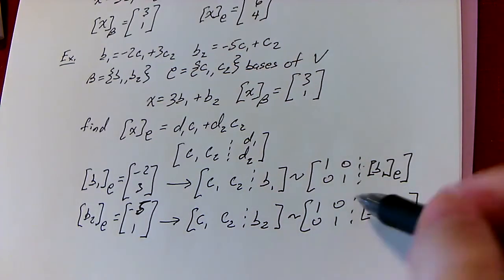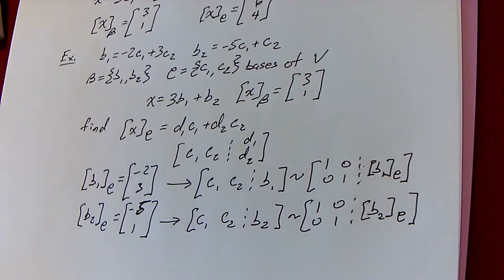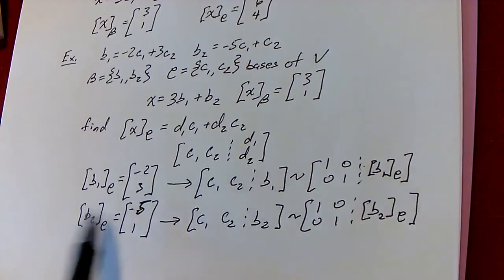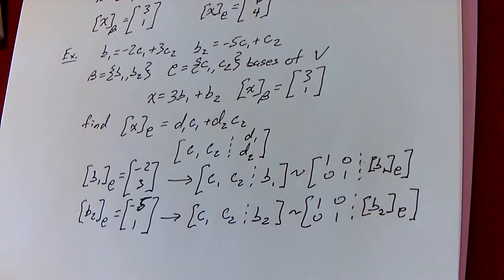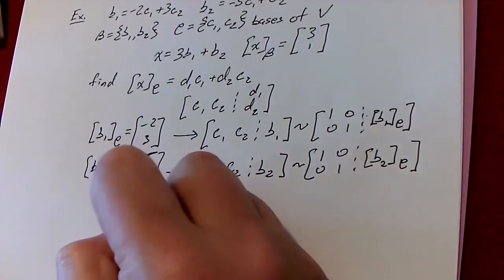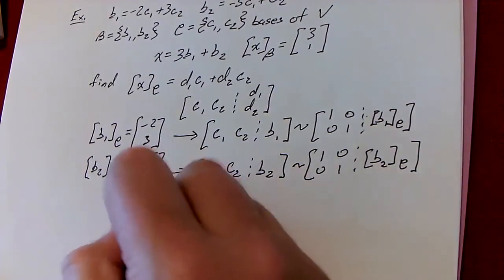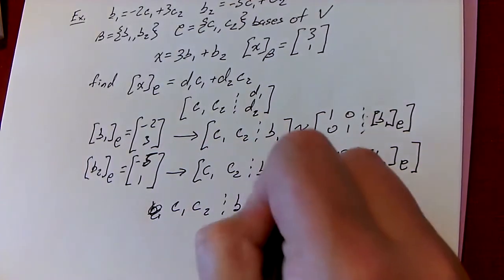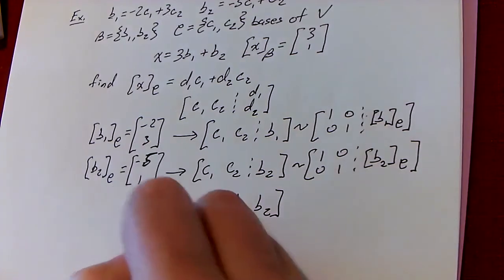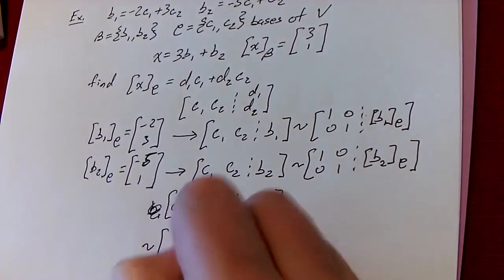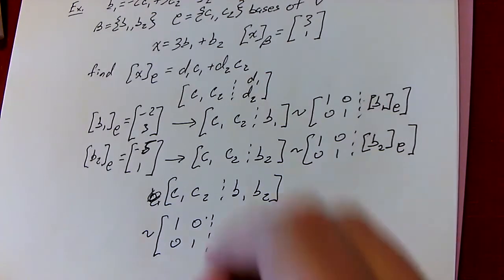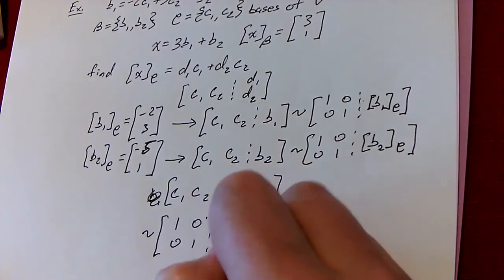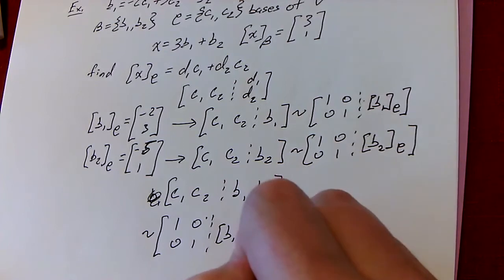Okay? But this information I actually know. I know what B1C is, and I know what B2C is. Okay? So I could do these together. If I took C1 and C2 and augmented it with both B1 and B2, I could row reduce that, and I'll still get the identity here because it's independent. And over here, I'll get both of these coordinate vectors at the same time.